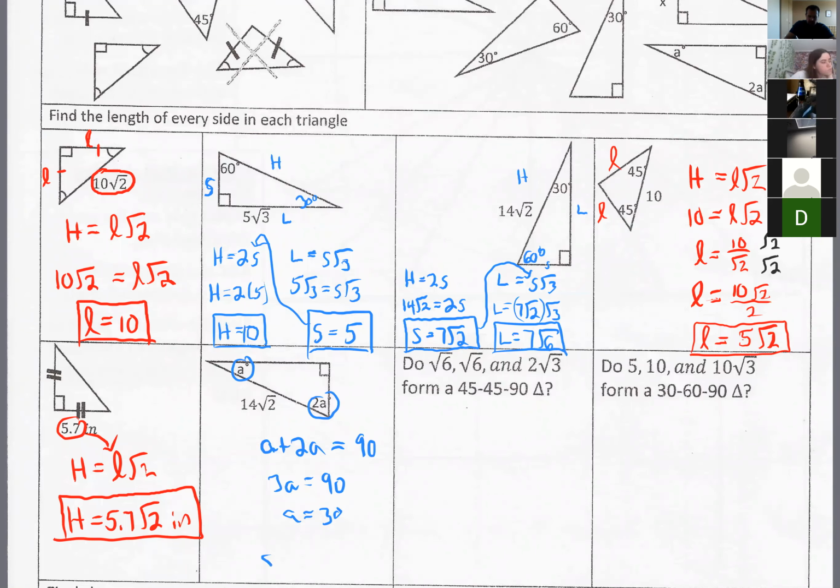So from here, it becomes the same problem as this one. So you get the same 2 answers. Same as above. You just have to identify that it's a 30, 60, 90 right triangle, so you know which formulas to use.